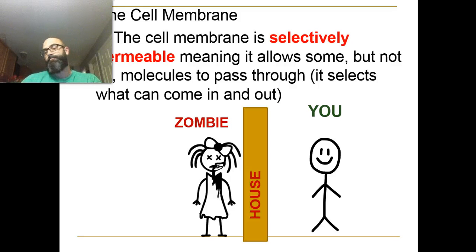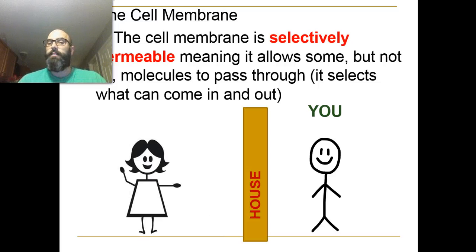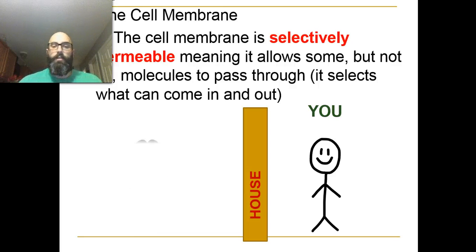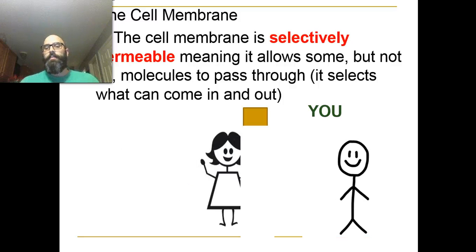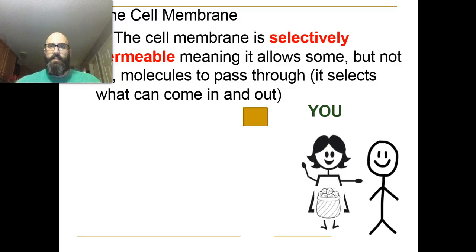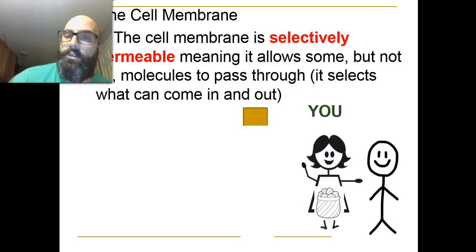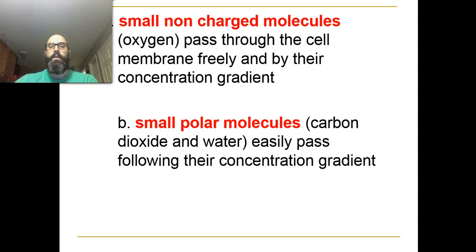Zombie knocks on your door, you don't have to open it because you don't need zombies within your house. But let's say your mom shows up, and you kind of peek through the door and say, ooh, not right now, Mom, don't need you in there. She comes back later with cookies. You peek through the door, we need cookies inside the house. So you open the door, you let Mom in, you eat all the cookies, everything's hunky-dory. That's exactly how the cell membrane works. It has the ability to pick and choose what needs to go in and out of the cell.